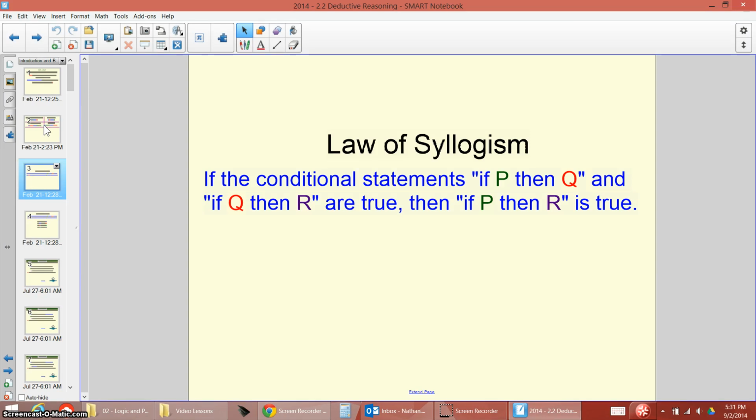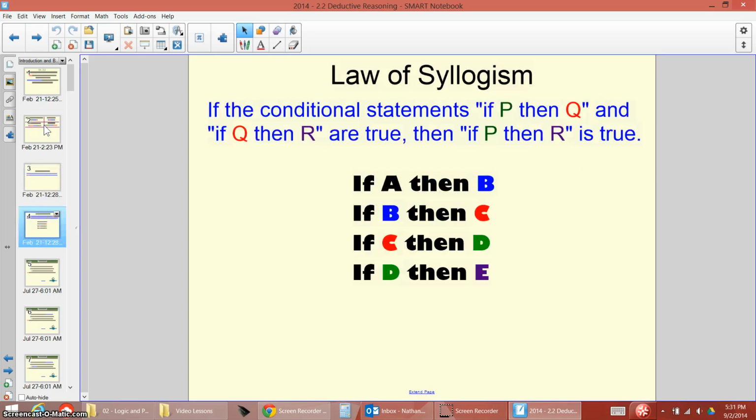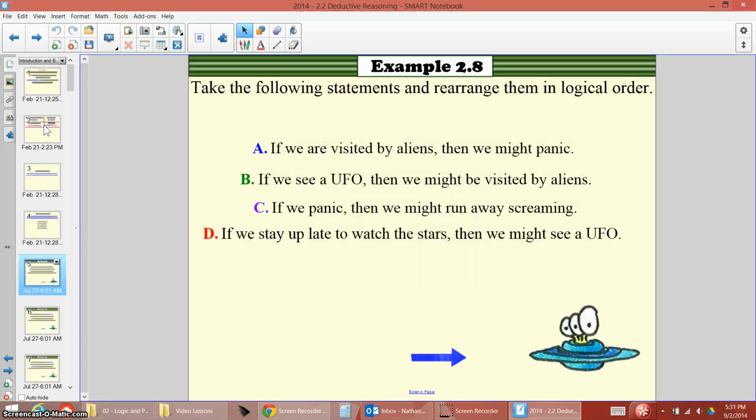And then at the very end of the commercial, they say, don't hoard cats, get rid of cable. That's kind of using syllogism with false premises. We have to make sure that we get them all in order correctly. So if A then B, if B then C, if C then D, if D then E. We've got to make sure they go in the right order. For example, here we see we've got 4 different statements, but they're not in the right order.